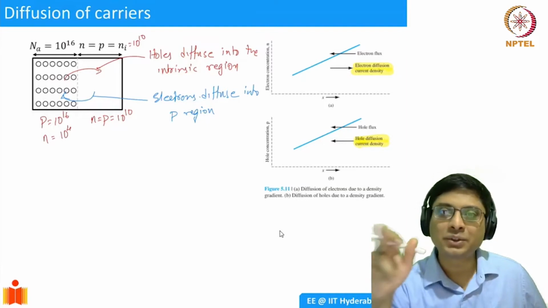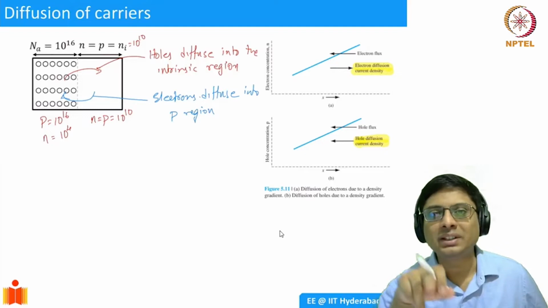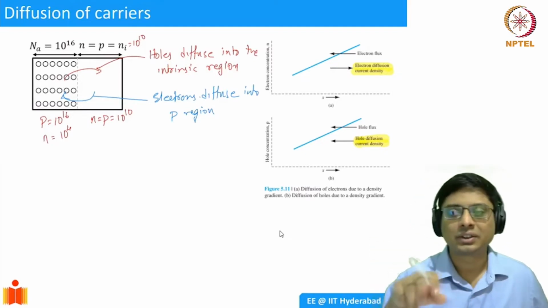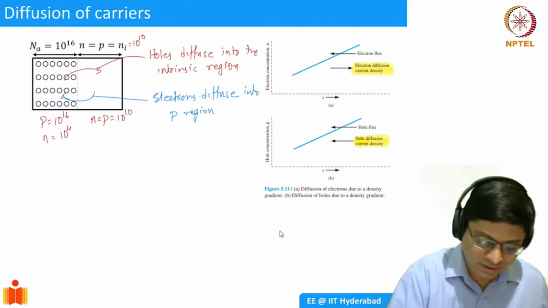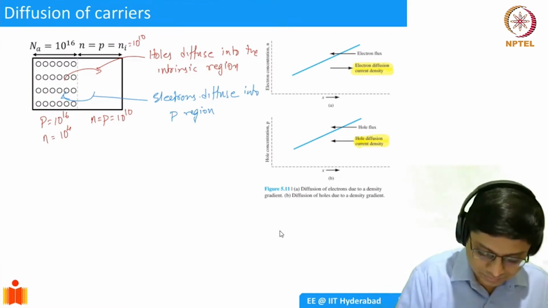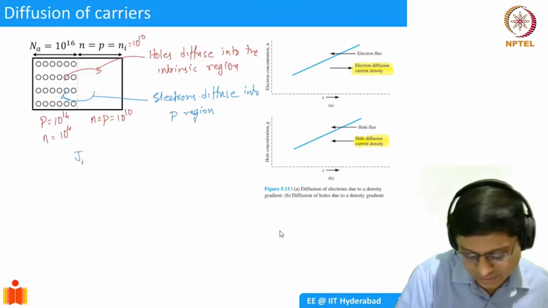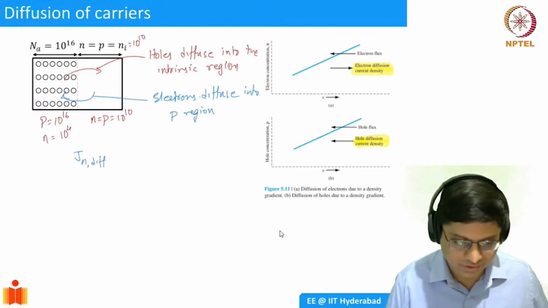Okay? But diffusion, the whole diffusion current is going to be in the negative direction relative to the concentration gradient. Okay? All right. So this can be written in the form of a current expression. So what we'll say is, let's say for electrons I'll write a diffusion current, J diff.